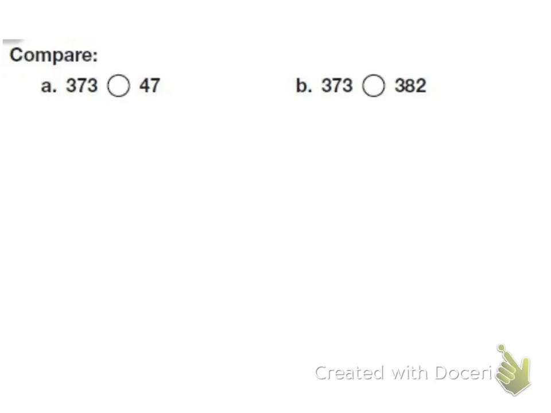Let's compare these numbers. When we compare whole numbers, we know the numbers with the most digits are greater than numbers with fewer digits. Since I have 3 digits here and only 2 here, I know that 373 is bigger.